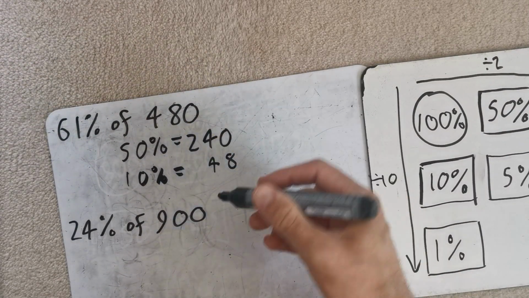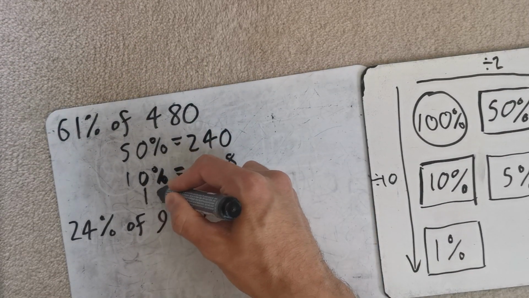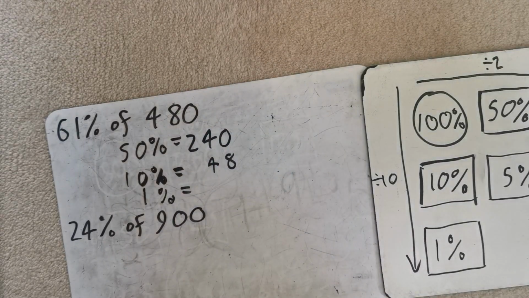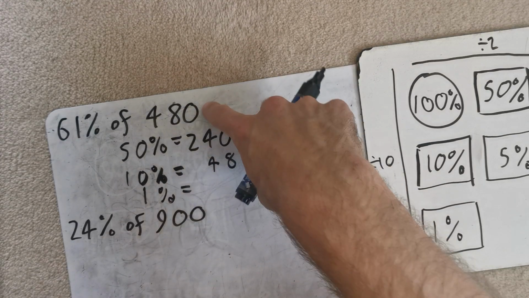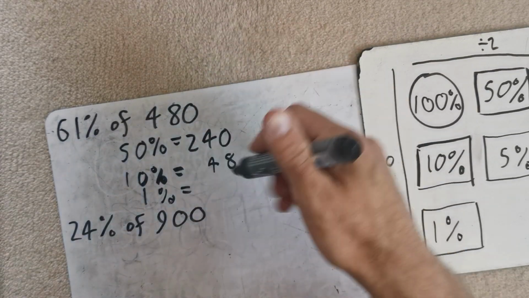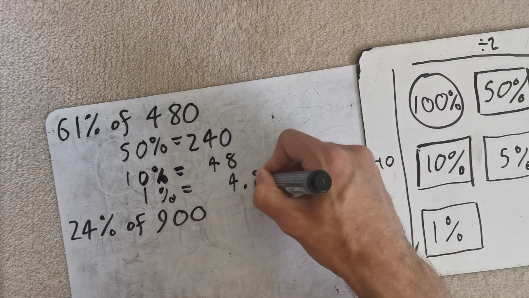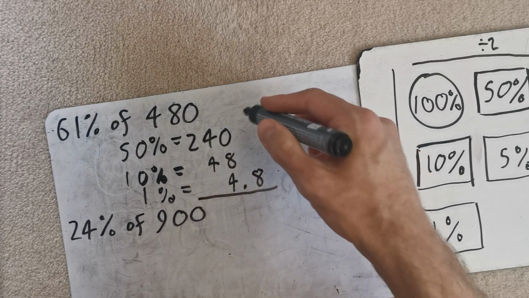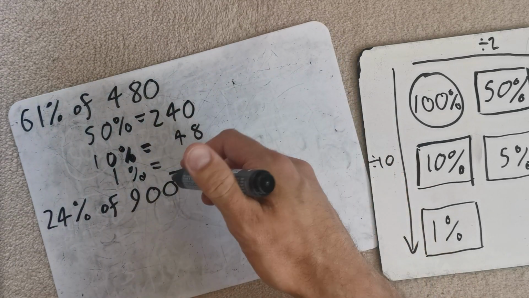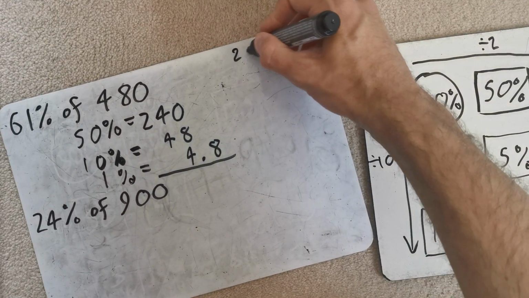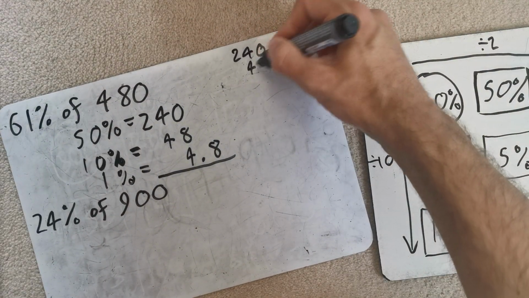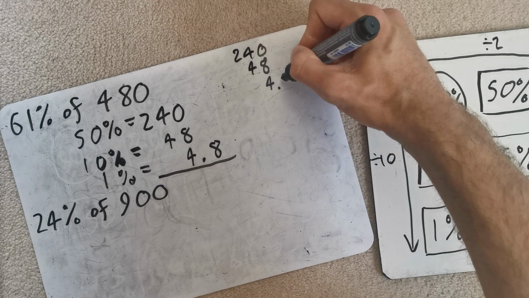Notice how I've lined these up. Okay, and 1% is divide by 10, divide by 10 again. So divide by 10, you get 48. Divide by 10 again, you get 4.8. Okay, we can now add these up. All right, I might have to move this question in a sec, or I could move all this up here. 240, add 48, add 4.8.